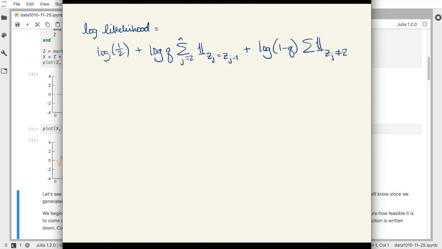So if we take the log, turn all the products into sums, and simplify a bit, we get an expression like this one. And then lastly, we'll capitalize all of the z's and take the expected value.